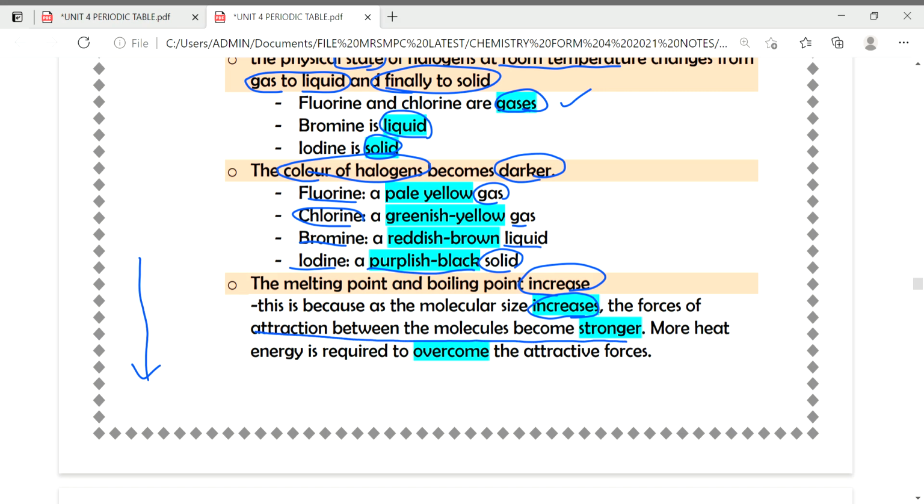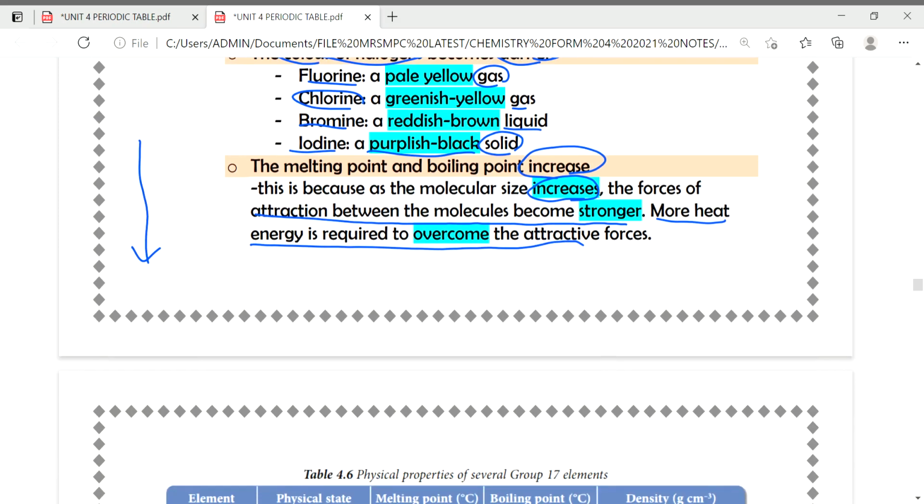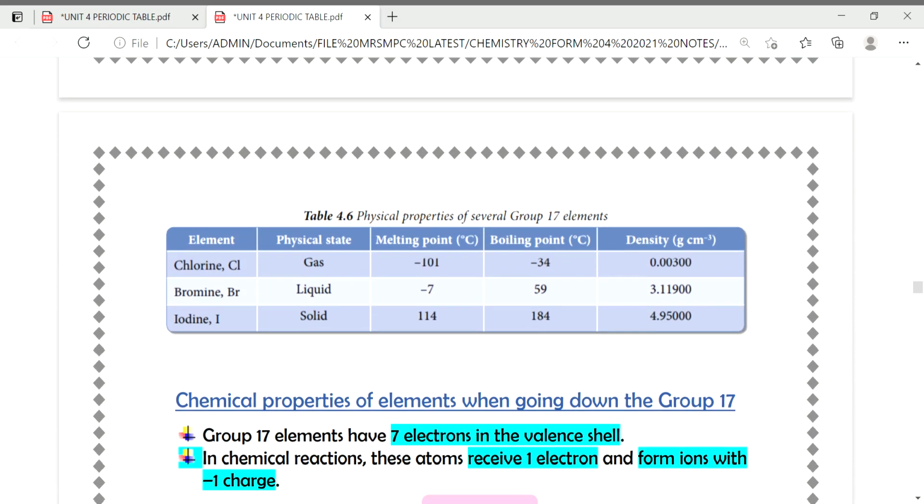Okay? And then when the force of attractions between molecules become stronger, more heat energy is required to overcome the attractive forces. Okay, so ini adalah melting point and boiling point. Mesti berkait dengan heat energy. So this is the summary lah.